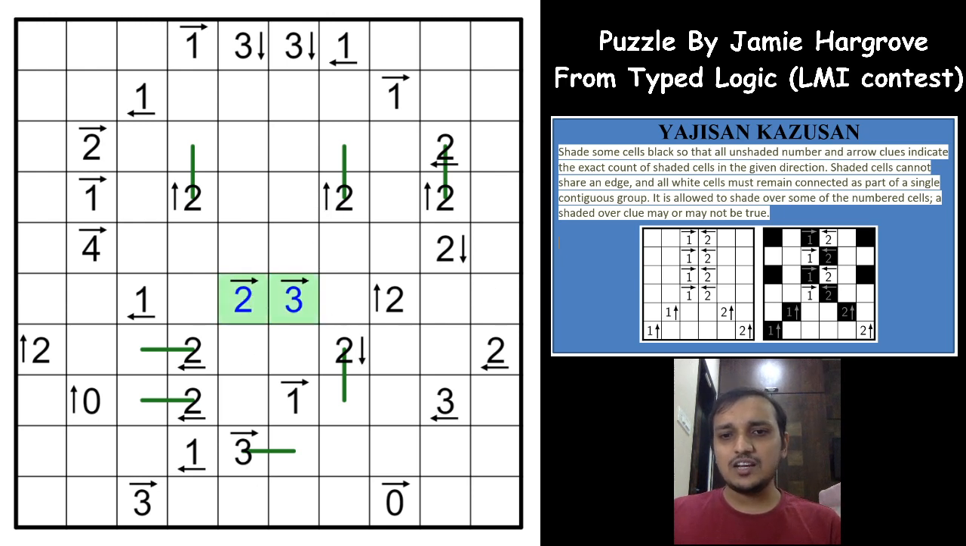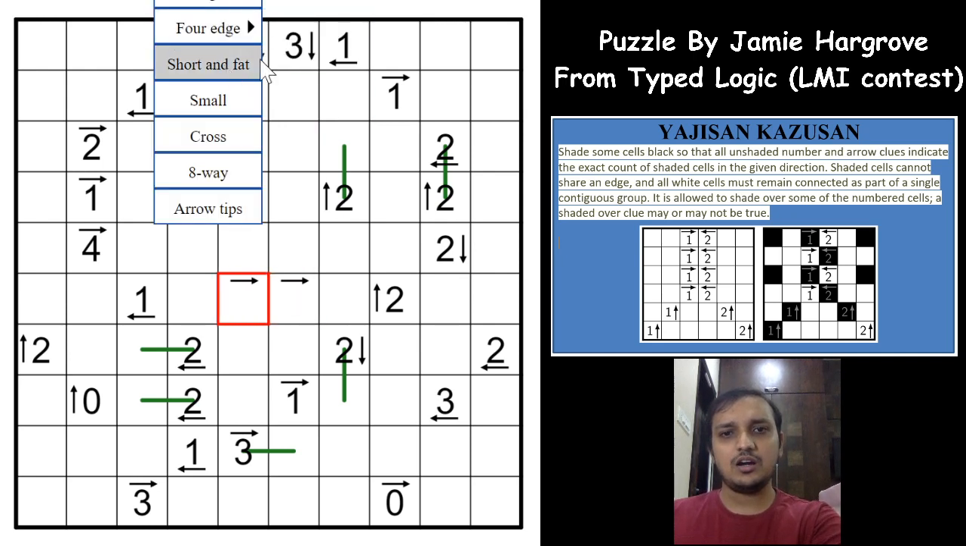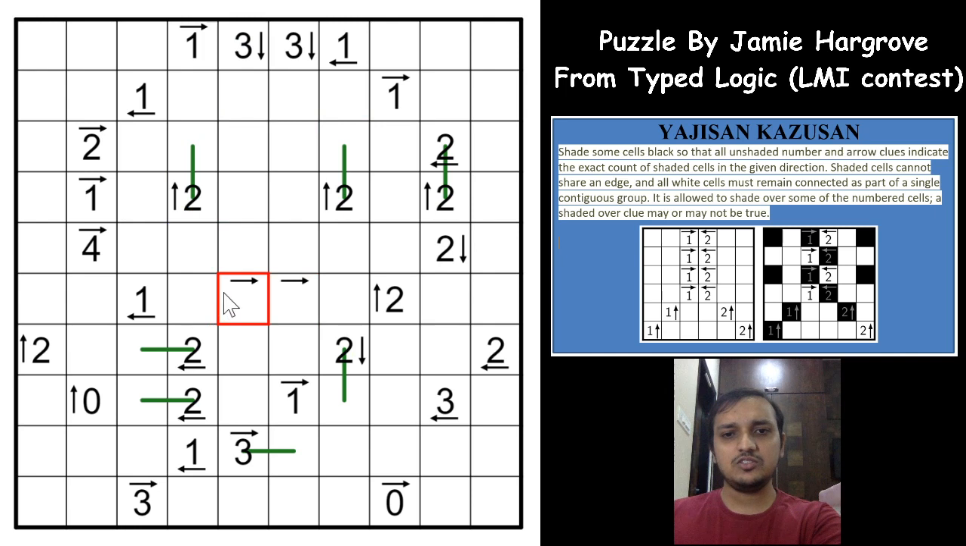What happens if I unshade both of these cells? You need to have exactly either 2 cells shaded in that direction or 3 cells shaded in that direction, which means that the other clue will be violated. So if you have 3 cells shaded, 2 will be violated, and if 2 cells are shaded, 3 will be violated, right? So this can be done in many ways. This is one of the tricks, I would say.